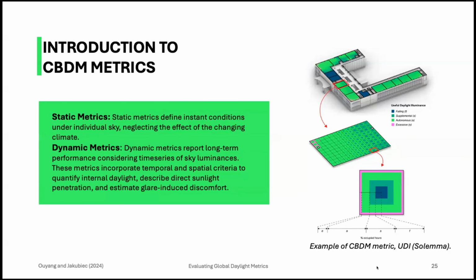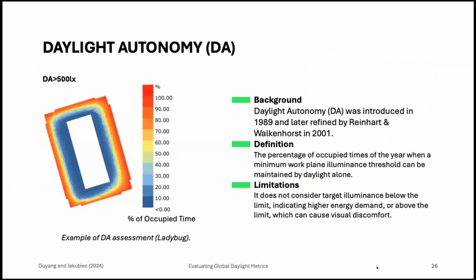So several metrics have been proposed to evaluate performance using the CBDM approach, and these metrics are known as dynamic metrics. Dynamic metrics or climate-based metrics report long-term performance and consider time series of sky luminances. These metrics incorporate temporal and spatial criteria to quantify internal daylight. So let's look at some examples of dynamic metrics.